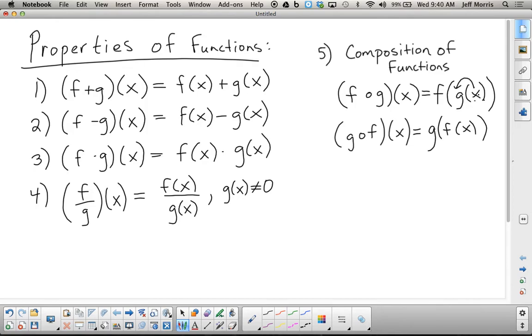So what that means is I find f of x first, and then I take that result and plug it into what? G. Okay? Let's make it a little more complicated. We can have f of g, we can have g of f.